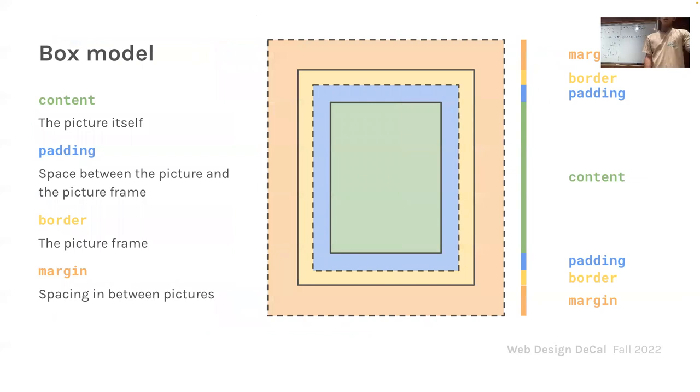So this is pretty much just review. Content is the picture. Padding is the space between the picture and the picture frame. Border is the actual picture frame itself. And then margin is used to separate different pictures from each other.